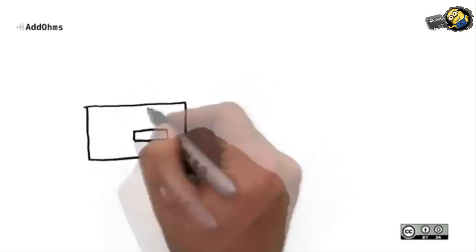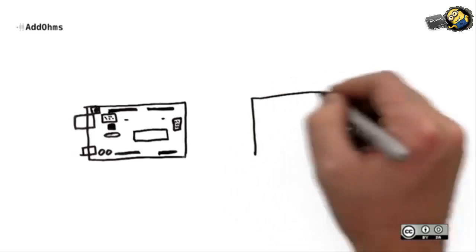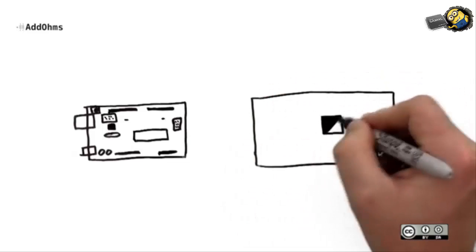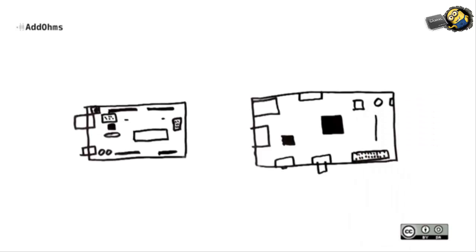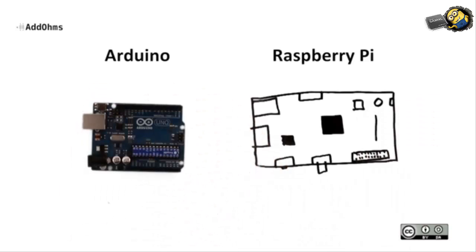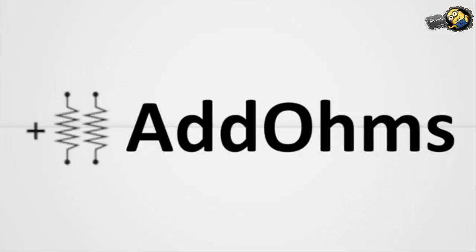There are a large number of controller boards that you can pick from for your projects. Two of the most popular are the Arduino and the Raspberry Pi. So, which one do you pick? On the surface, these boards look about the same. There are a couple of circuit boards with some chips and I/O connectors, right? In this episode of Add Ohms, we're going to take a look at the differences between these boards and how you choose one for your project.